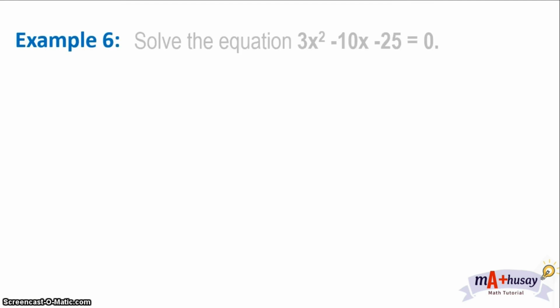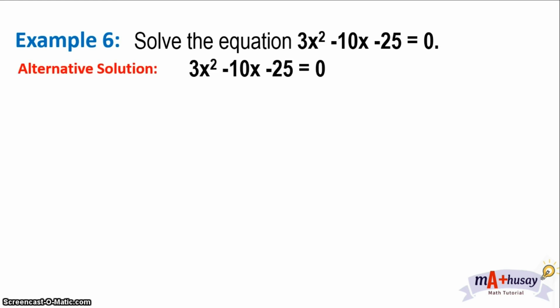So, to solve the same equation, which is 3x squared minus 10x minus 25 equals 0, we have to get the values of a and c. So, yung values ng a and c sa equation nito ay 3 and negative 25. Then, we multiply this. So, you'll have negative 75. Now, we have to think of the factors ng negative 75. Ano ba ang mga factors ng negative 75?